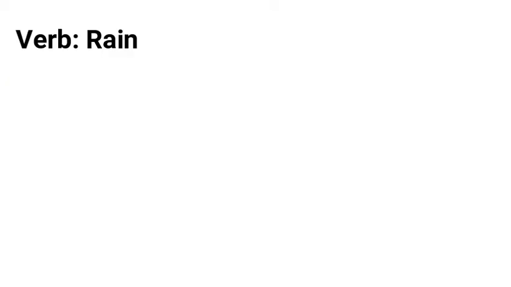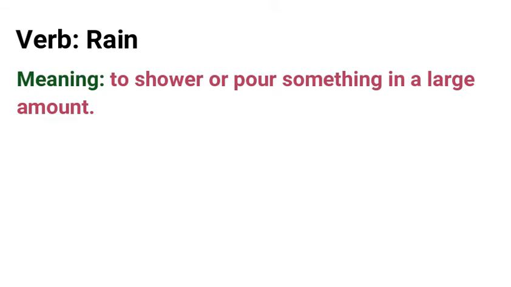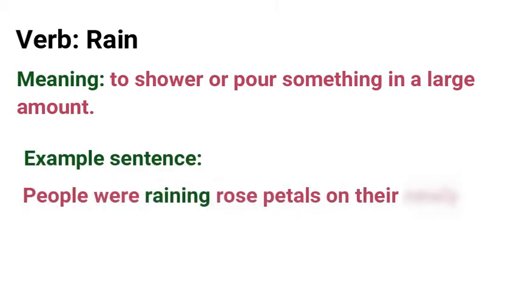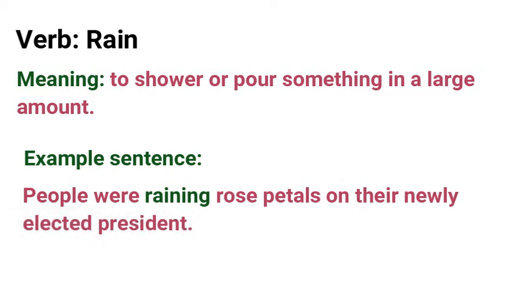Word number 2, rain. We're not going to look at the actual meaning of this word, which is water droplets falling from the sky, but it has some other meanings as well. So we will have a look at one specific meaning, which is to shower or pour something in a large amount. The example sentence is, people were raining rose petals on their newly elected president.